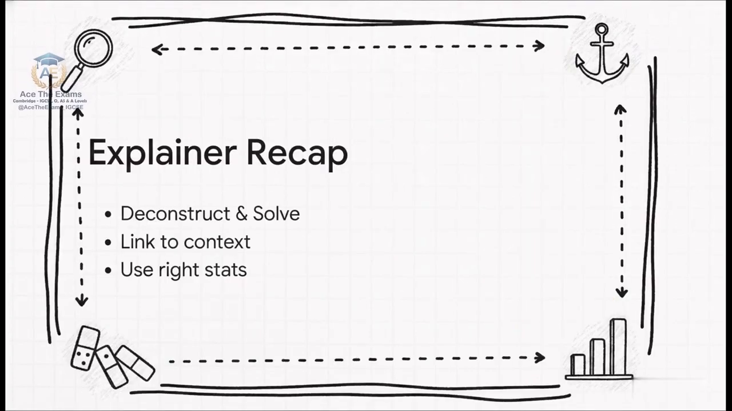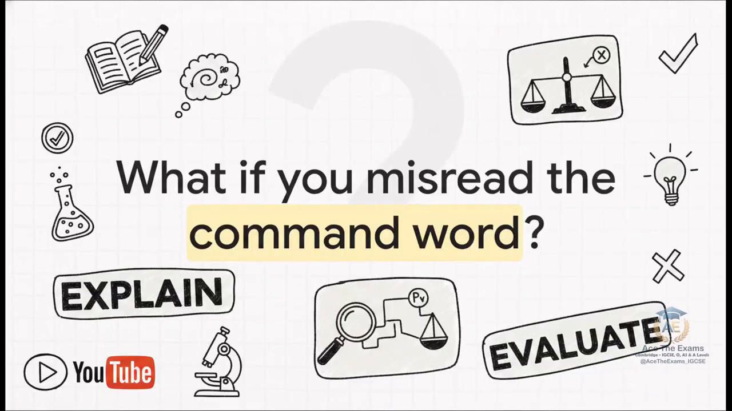Okay. Let's do a super quick recap of the core takeaways from this explainer. To truly master the refractory period and impulse frequency, you've got to use that deconstruct, solve, evaluate framework. Always link your answers to the specific context they give you. Make sure you select the correct statistical test when you're analyzing data. And most importantly, really master those specific biological cause and effect relationships so you never mix them up when you're under exam pressure. But here's a critical diagnostic question to leave you with.